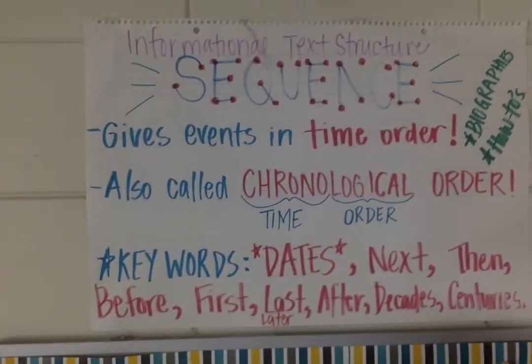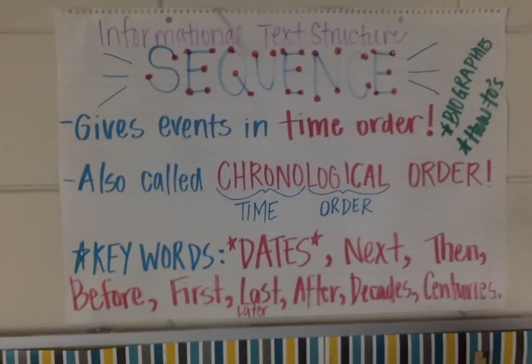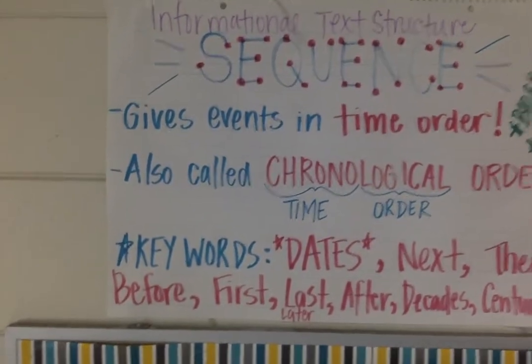So, let's talk about sequence first. The informational text structure sequence gives events in time order. So the time that they occurred. Whatever happened first will come first. Next will come next. We see this a lot in biographies, in how-tos. When someone's telling you how to do something, like how to make a certain recipe, you'll see things in chronological order or in sequence.